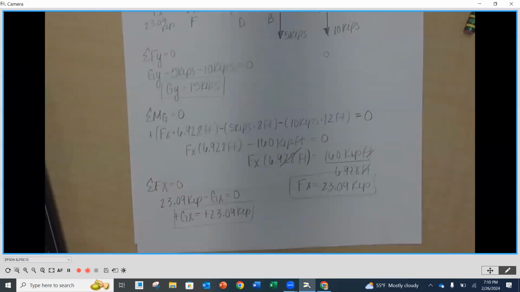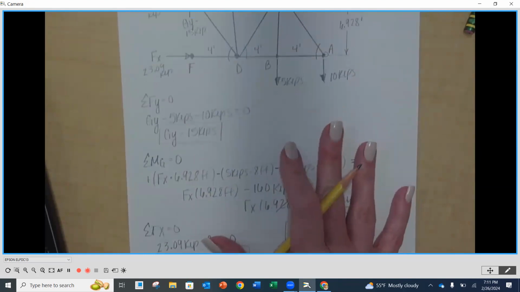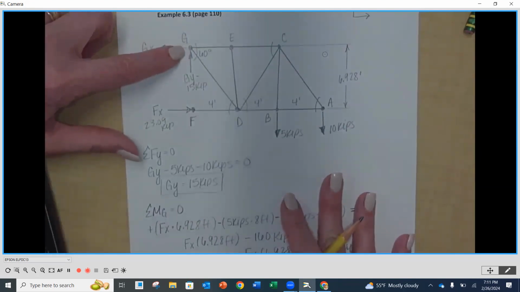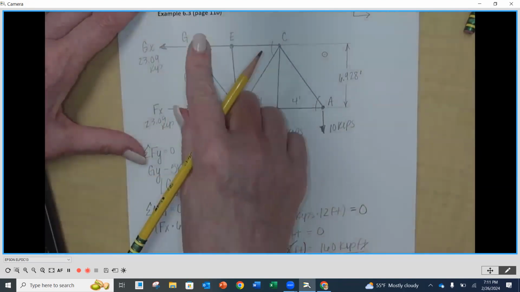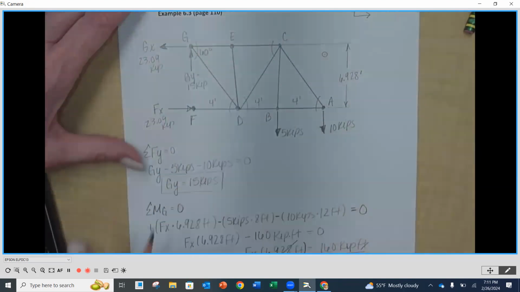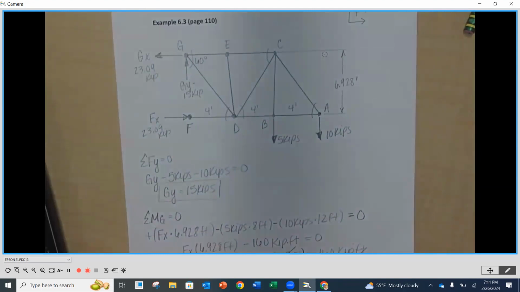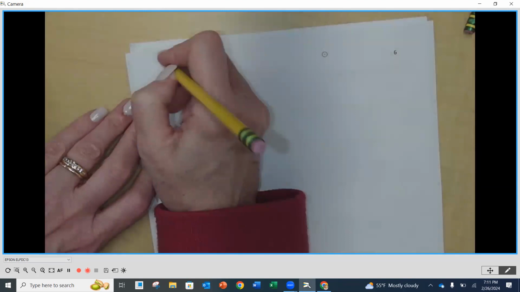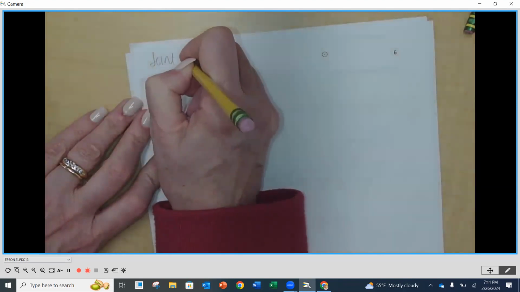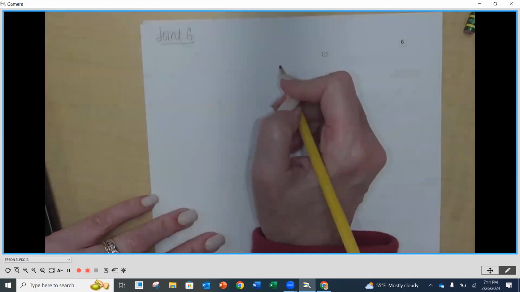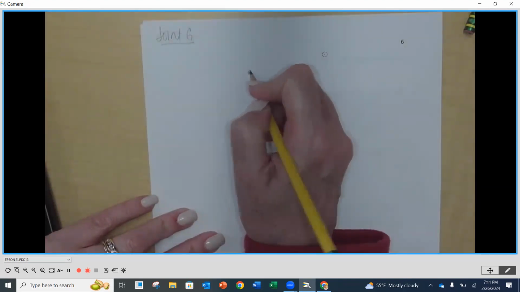Okay, then if we're all set here, we're ready to jump in and look at each one of the joints separately. I'm going to start at joint G. Okay, start at joint G. So we're going to draw everything that we know here, and then we're going to draw the members at the angle that they're coming from. I'm going to turn this over. Joint G. And I'm going to start here.